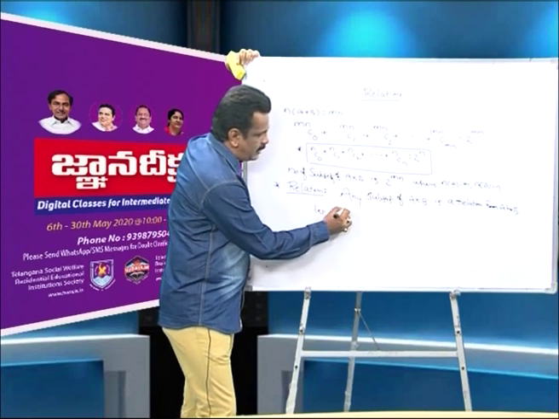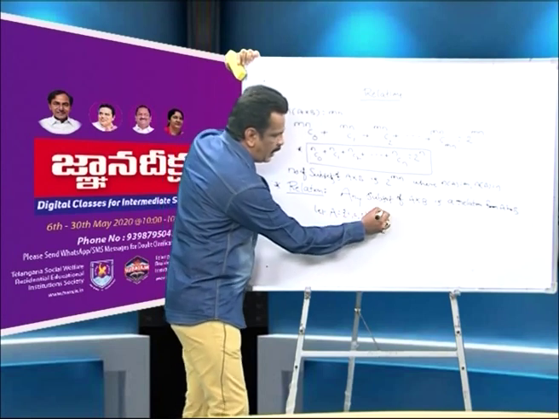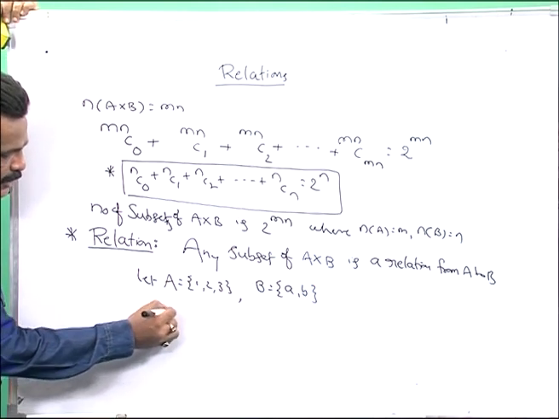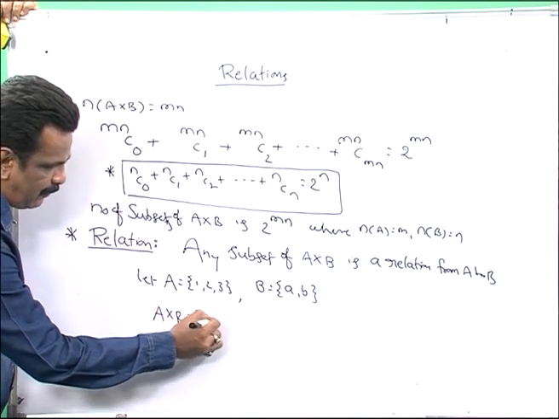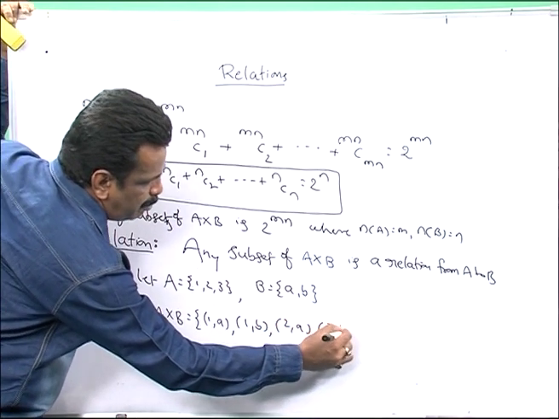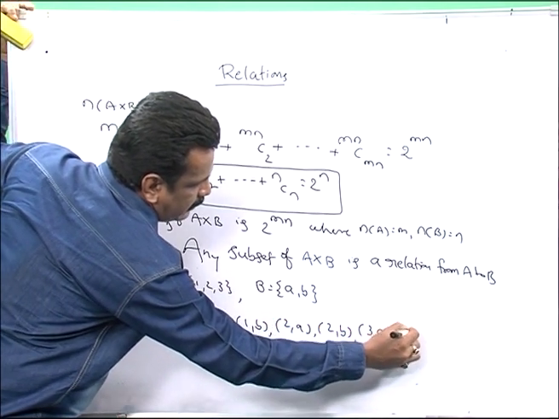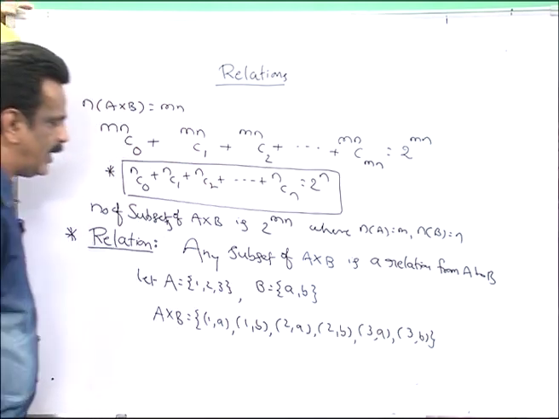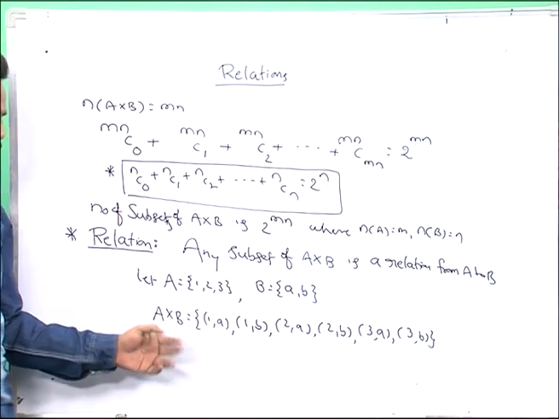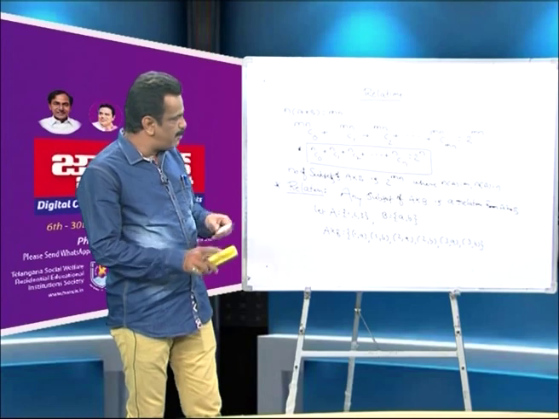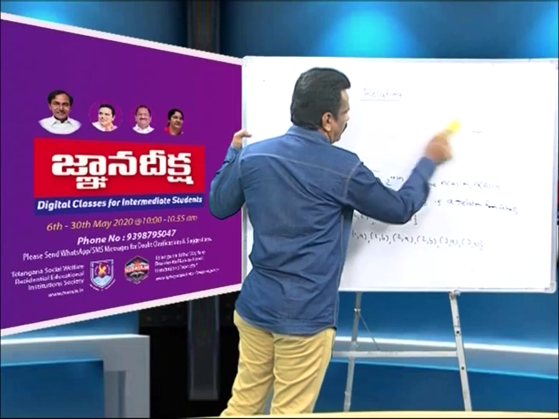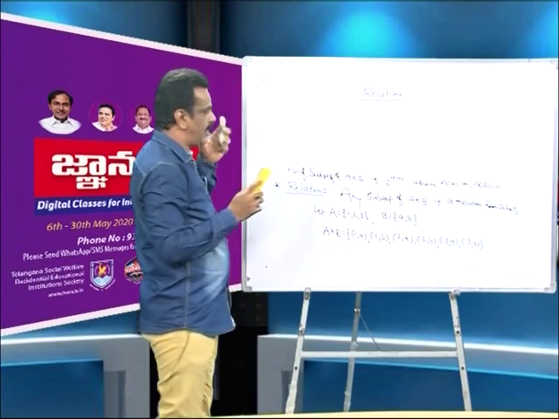let capital A have elements 1, 2, 3 and capital B contain the elements a, b. So that we can find A cross B: it is (1,a), (1,b), (2,a), (2,b), (3,a), (3,b). So like that, by taking a, b, we can find A cross B. From this, let us now find the different types of relations. We can see different examples of how to identify whether a given subset is a relation or not.